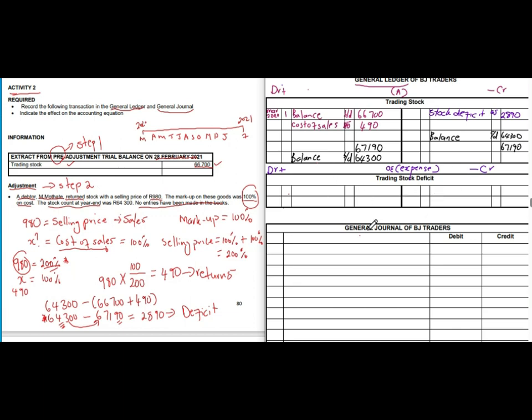Then we'll just continue recording. We are going to record one account credited, meaning another account must be debited. So we are debiting our trading stock deficit, saying that we have trading stock that is lost, GJ. How much is lost? 2,890, on the 28th of February 2021.